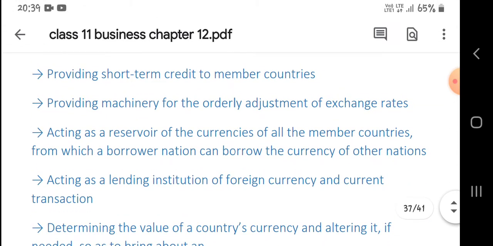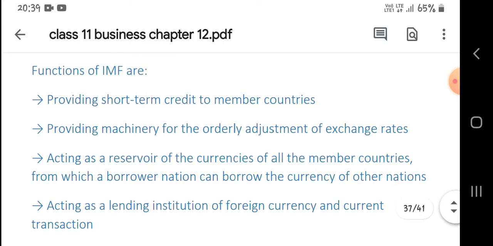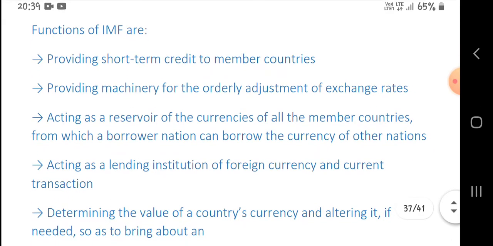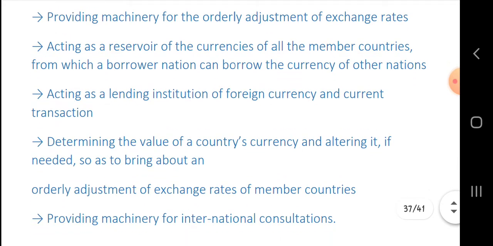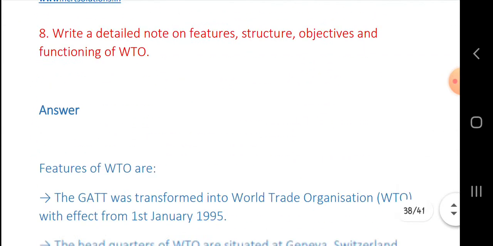The functions of the IMF are providing short-term credit to member countries, providing machinery for the orderly adjustment of exchange rates, acting as a reservoir of the currencies of all the member countries, acting as a lending institution for foreign currency, determining the value of country currencies, and providing machinery for international consultation.